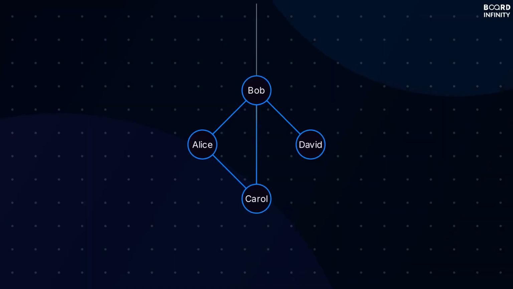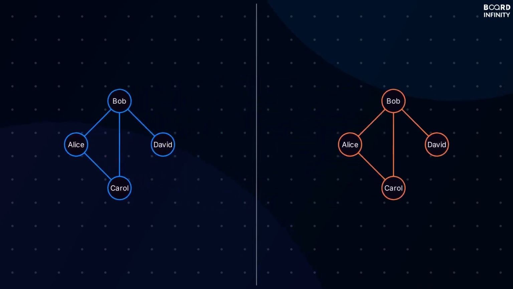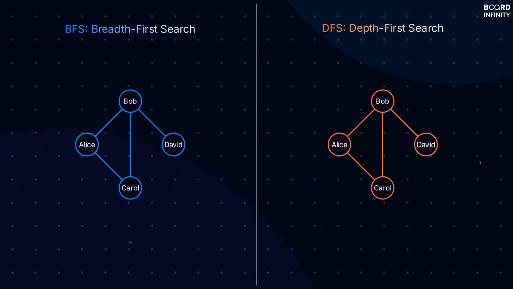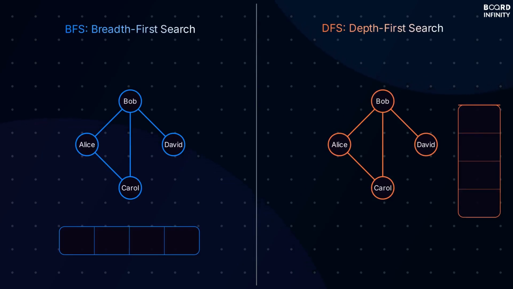Now let's explore the graph. There are two fundamental ways to do this: breadth-first search and depth-first search. Breadth-first search explores level by level, like ripples spreading outward from a stone dropped in water. It uses a queue, a first-in, first-out structure, to keep track of which nodes to visit next. This guarantees you'll find the shortest path in an unweighted graph.